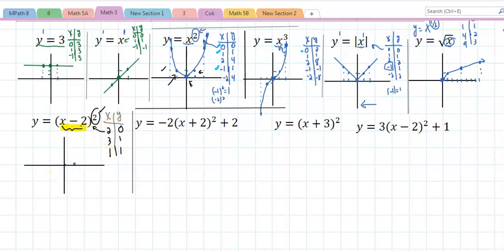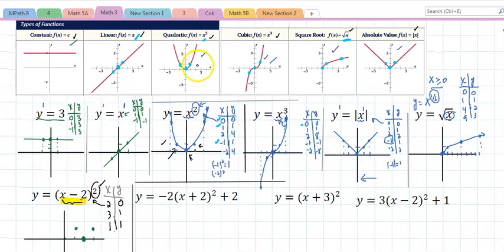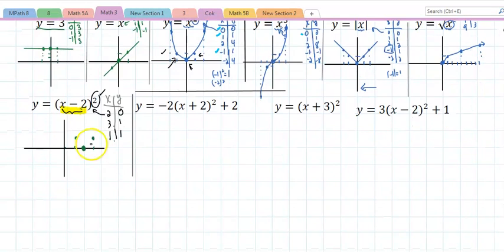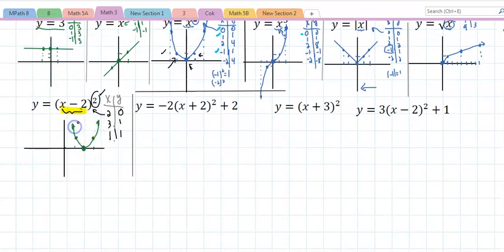So 2, 0, 3, 1, and 1, 1. I just labeled those 3 points for you. They're not at the origin. I'm showing you the graph is shifted. So, if you connect this with a smooth curve and you know what a square looks like, guess what? You just got a graph.